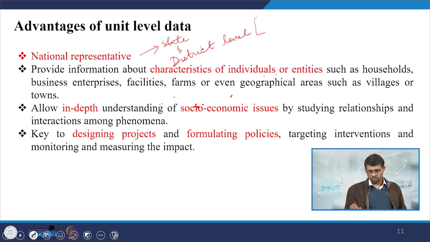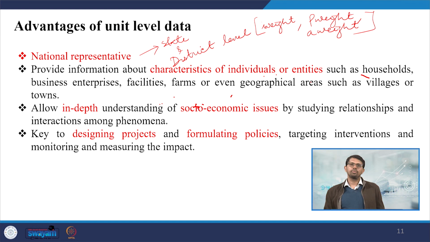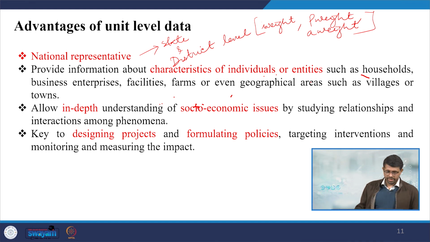Sometimes you might require I weight, sometimes you require P weight, sometimes you require A weight, analytical weight, etc. So, we have discussed something on this in another module on survey data on healthcare. So, I am not discussing much here because our focus is on understanding the concepts of health economics.